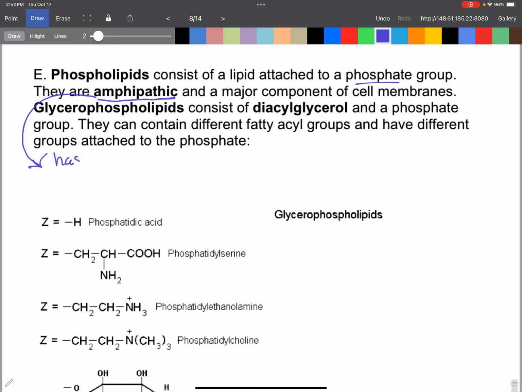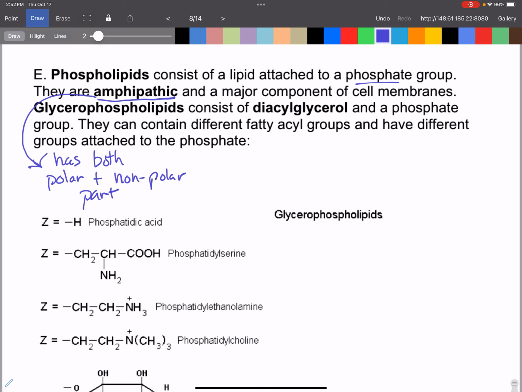So it has both polar and nonpolar parts. These are a major component of cell membranes. So when we're talking about putting together our membranes, this is what a lot of membranes consist of, these phospholipids.